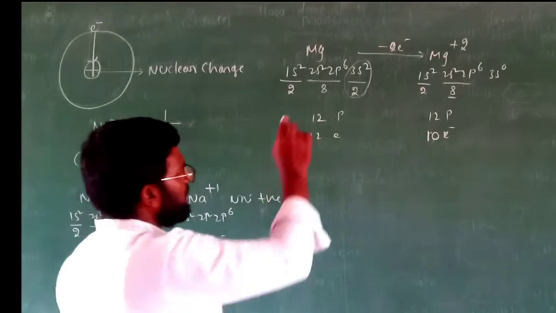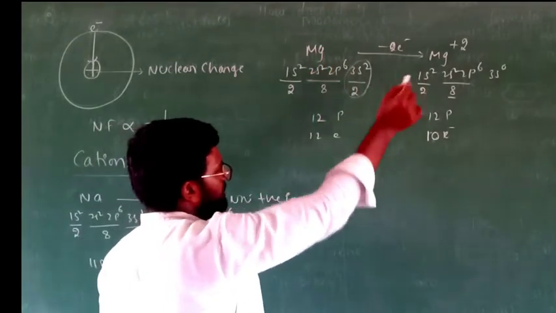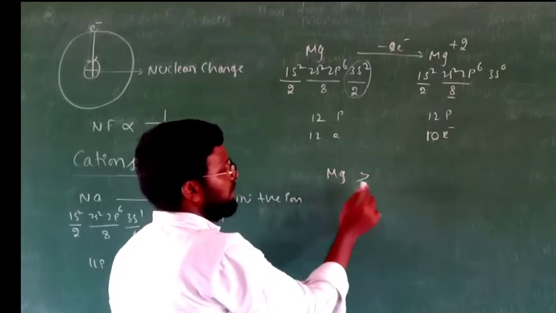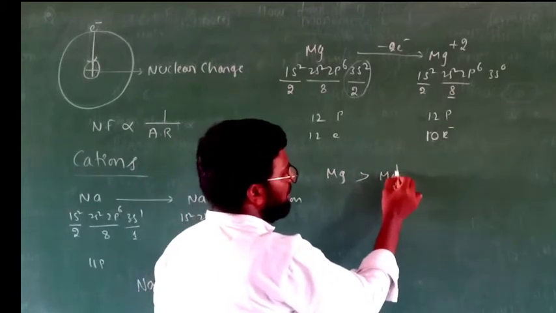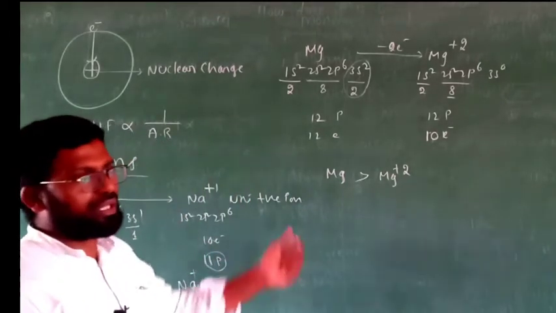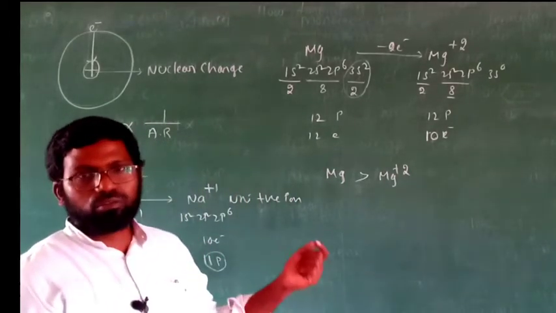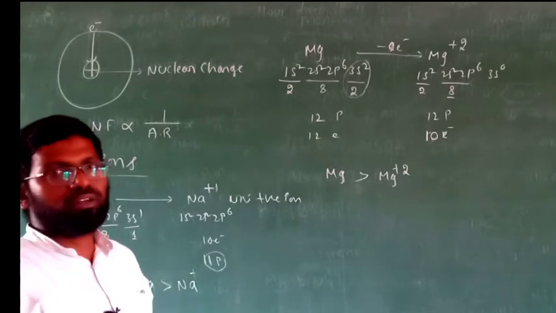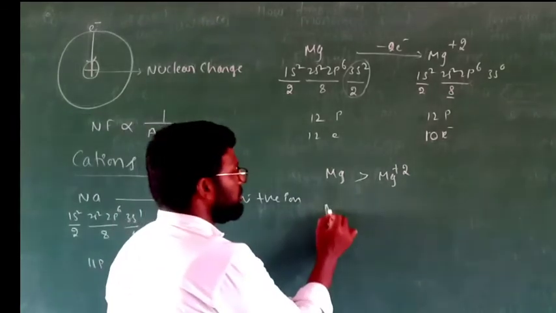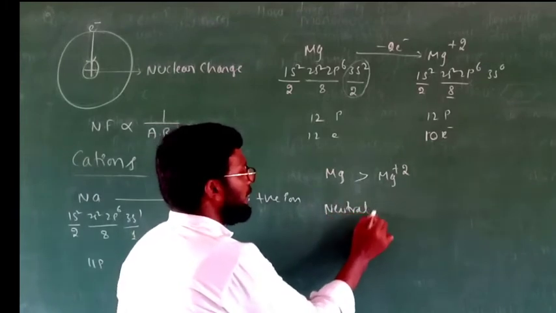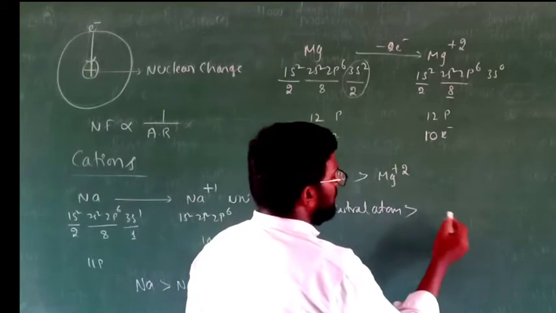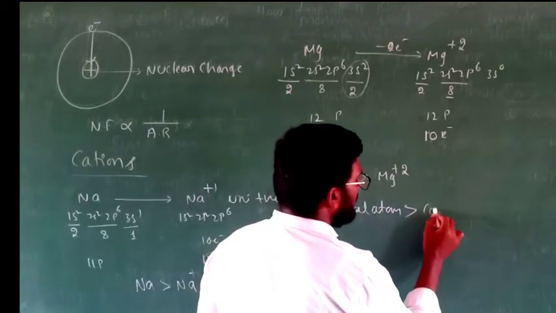So, among magnesium atom and magnesium ion, whose size is greater? The magnesium neutral atom's size is greater than the magnesium ion. So here a dipositive ion is formed. Similarly, we can discuss for many cations. Finally, what we can conclude from these 2 examples: the size of a neutral atom is always greater than its corresponding cation.